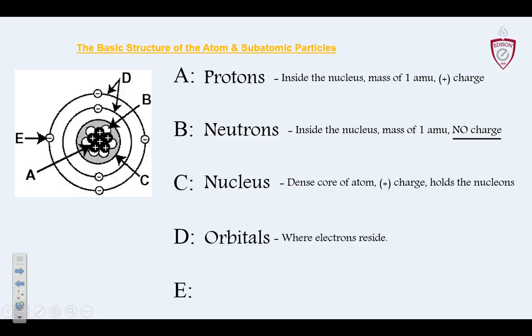The next part of the atom are the orbitals. That's the circles, where it's pointing to 2 of them. It's where the electrons hang out. They reside, they circle around the nucleus. And last but not least, E is the electrons.